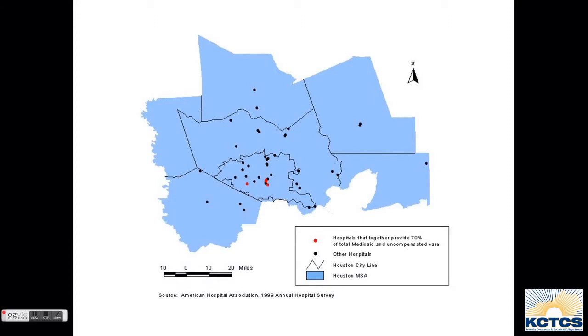The red dots are ones where the hospitals together provide 70% of Medicaid and uncompensated care, and the black dots are just other hospitals. So, if you were interested in this data, or you had to use it in the healthcare profession, you could take it, do spatial analysis on it, and use a geographic information system to make a physical, tangible map that you could present to someone and sum up your findings.